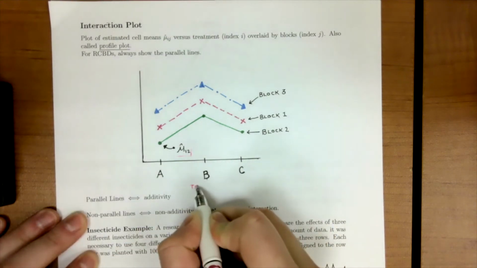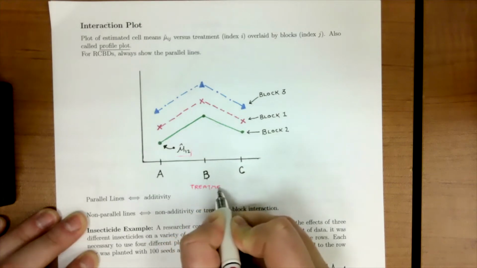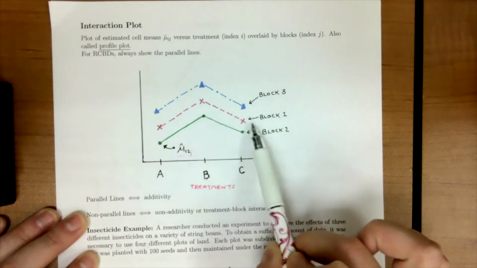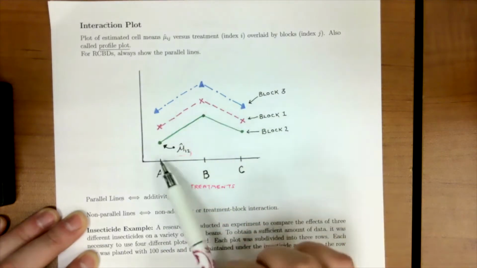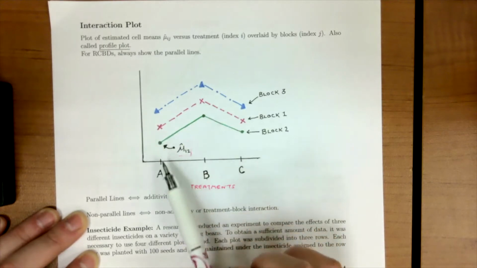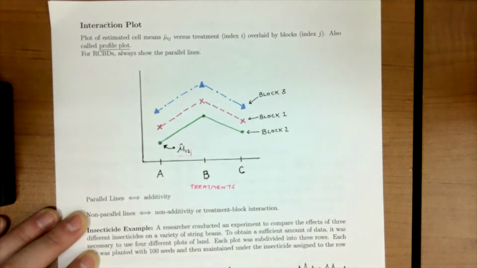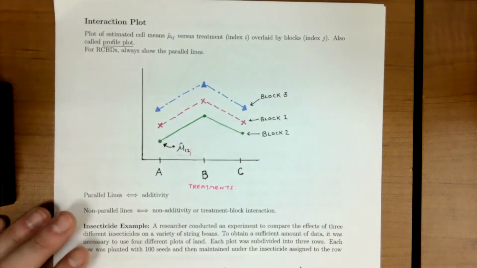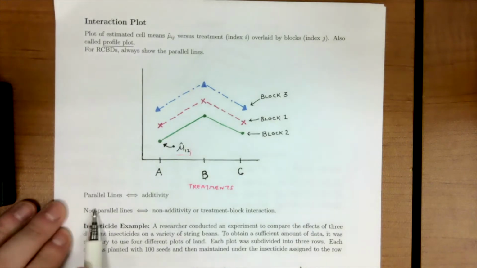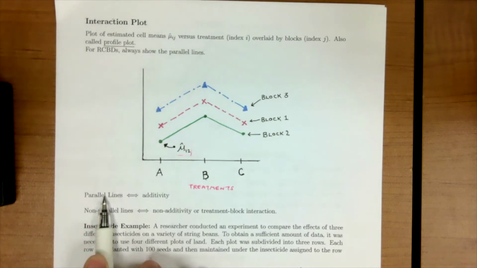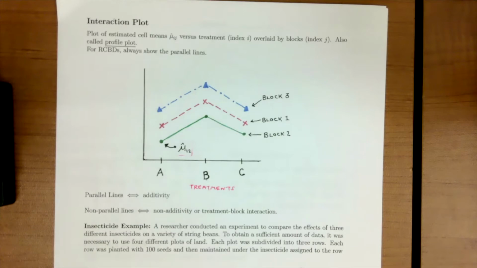So we have our treatments down here. And then our blocks are associated through the color or the line. Okay, so here is our estimated cell mean for treatment A, block 2. Okay, that's how you just read it. And in RCBD, these will always be parallel. Parallel lines imply additivity, additivity implies parallel lines. Now, we will get to when there are non-parallel lines, which implies non-additivity and we have a treatment block interaction. That will be later on.